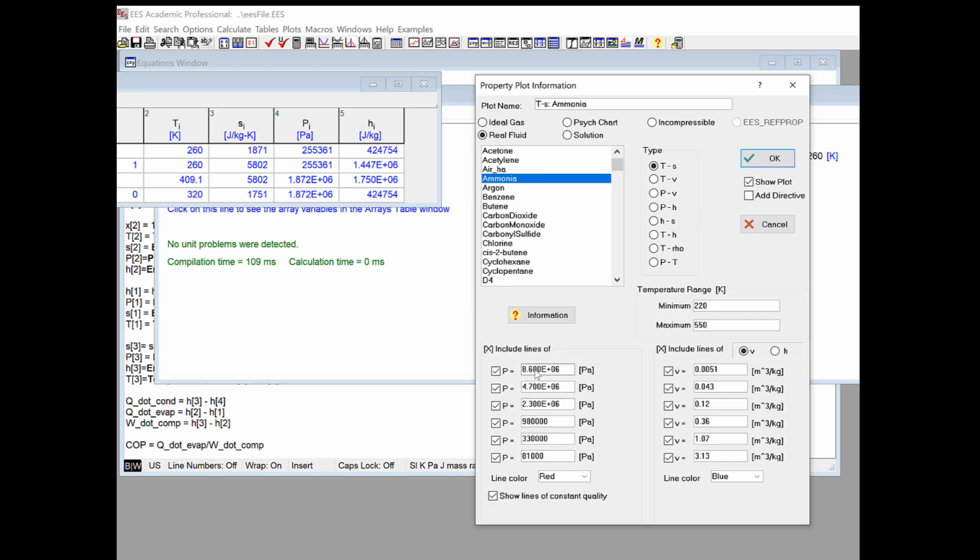So you can see that the two pressures that are probably pretty important to us are 255,361. That's the evaporator pressure, and 1.872 E6. That is the condenser pressure. So we'll make sure we have those. I don't need lines of constant specific volume.